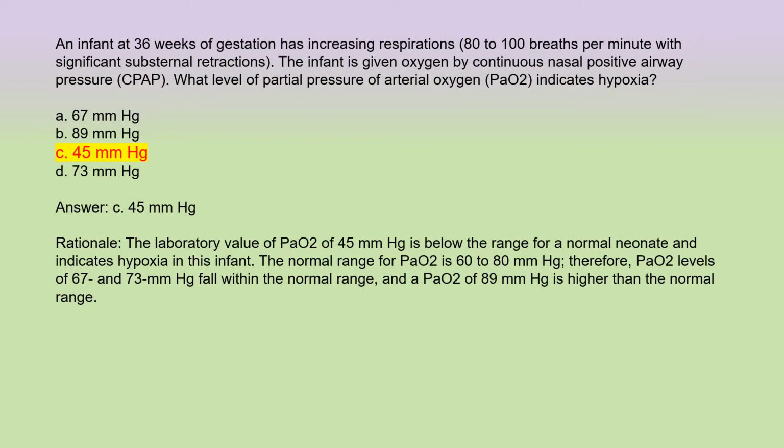Answer: circa 45 mm Hg. Rationale: The laboratory value of PaO2 of 45 mm Hg is below the range for a normal neonate and indicates hypoxia in this infant. The normal range for PaO2 is 60 to 80 mm Hg. Therefore, PaO2 levels of 67 and 73 mm Hg fall within the normal range, and a PaO2 of 89 mm Hg is higher than the normal range.